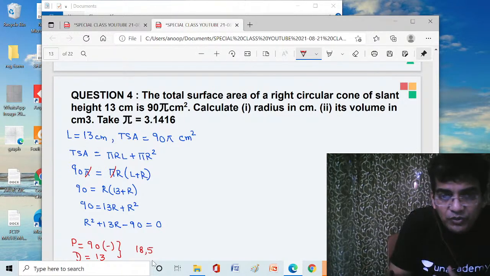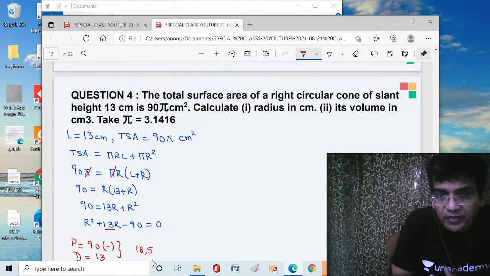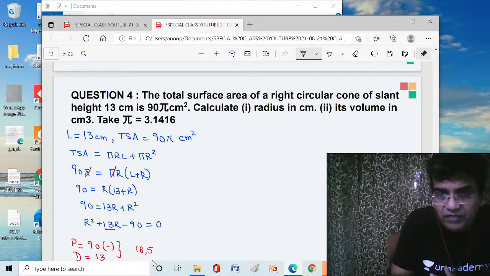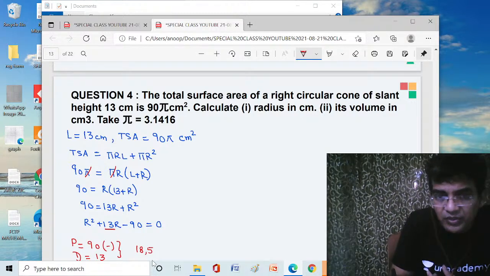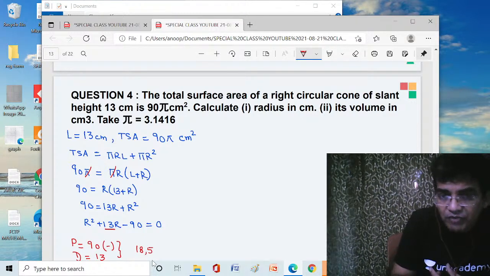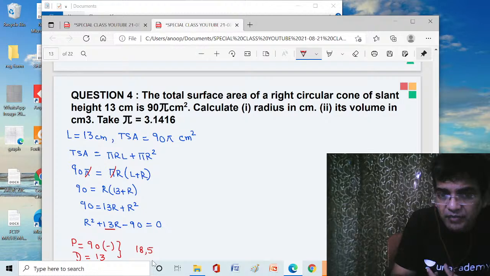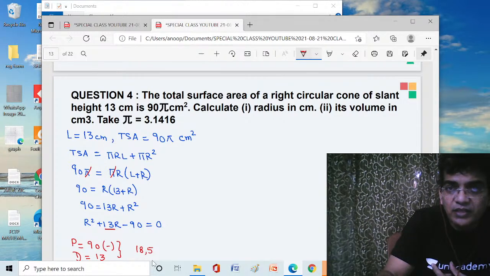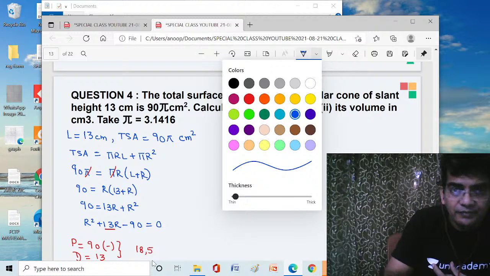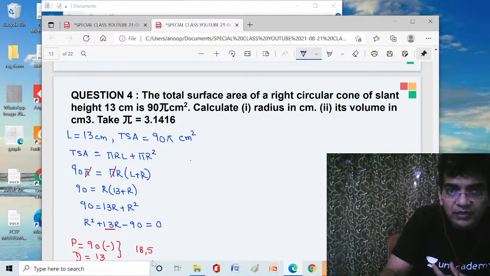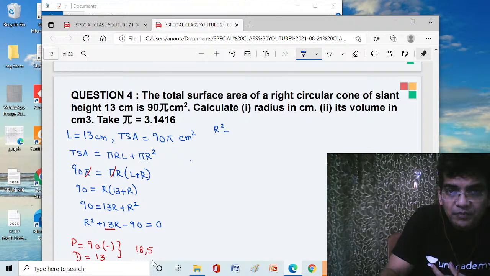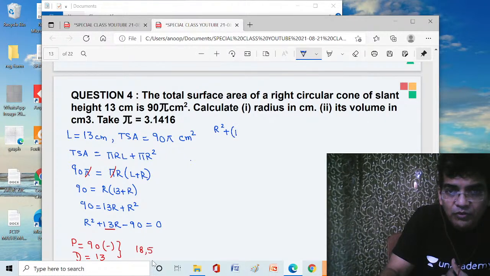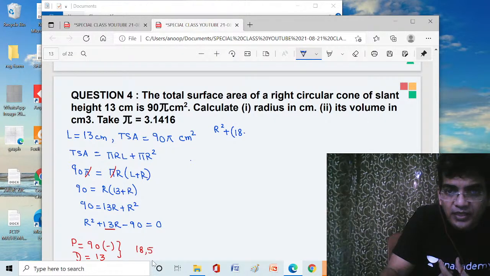So what we are going to do, we are going to split this middle term. Here 13 will be replaced by 18 minus 5. Why minus 5? Because this is a difference, so you have to put the difference of these two, 18 minus 5, in place of 13. So let's see what our equation will be. Our equation will be like this now: r square plus, in place of 13, you will be substituting 18 minus 5.